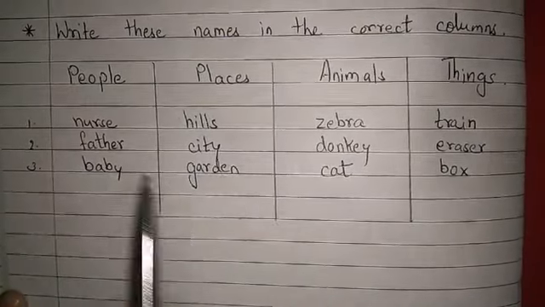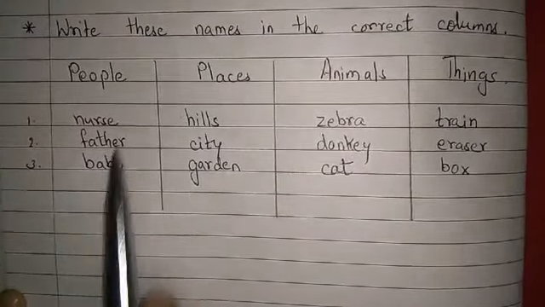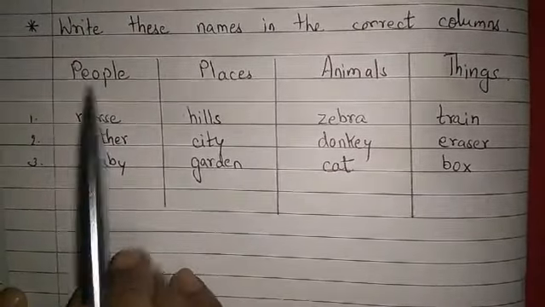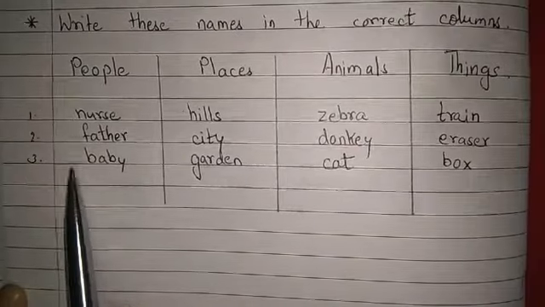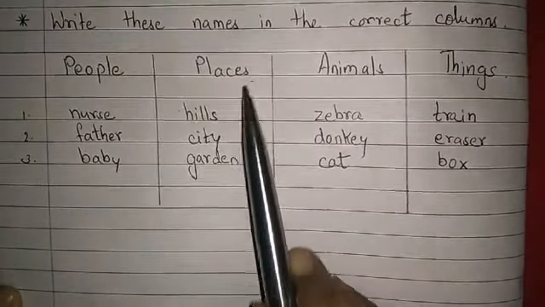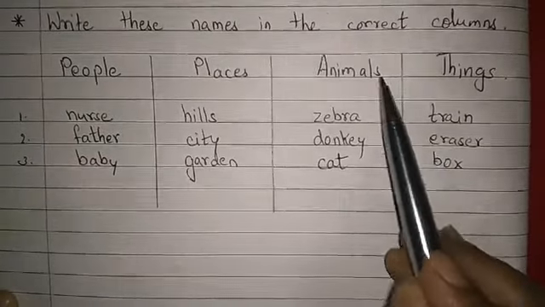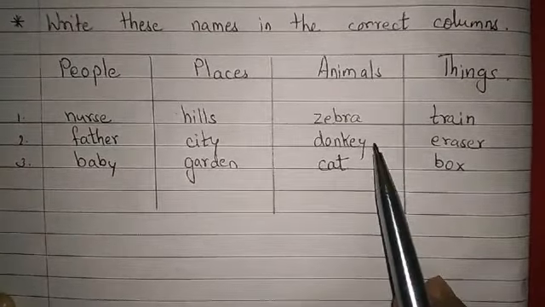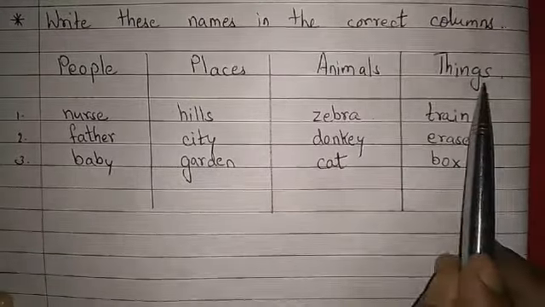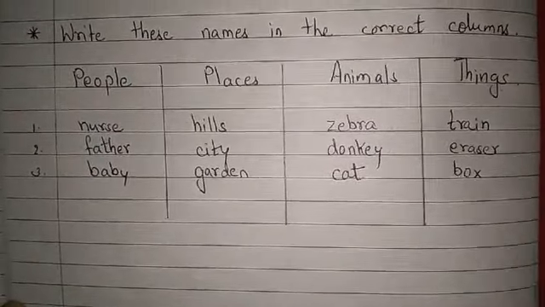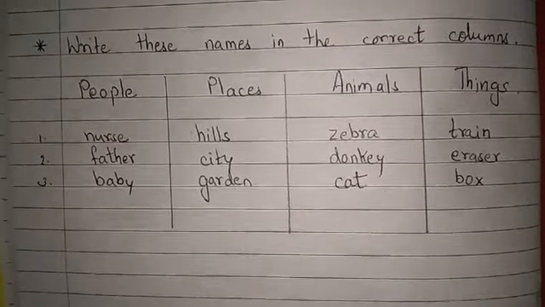So as you can see, I have written the names of the pictures under the columns to which they belong. People, there is nurse, father and baby. In the column of places, I have written hills, city, garden. Animals, that is zebra, donkey and cat. And under things, I have written train, eraser and box. Now moving to another exercise.